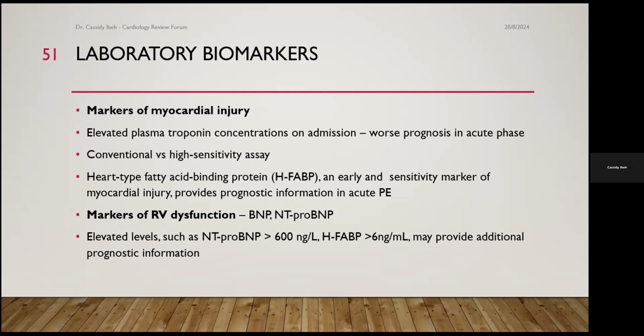Now, you also have what they call the heart-type fatty acid binding protein, which is an early and sensitive marker for myocardial injury, and it provides prognostic information in acute PE. Then markers of right ventricular dysfunction: if there's a stretch, it may release BNP and NT-proBNP. So elevated levels, such as NT-proBNP more than 600 nanograms per liter, may provide additional prognostic information.